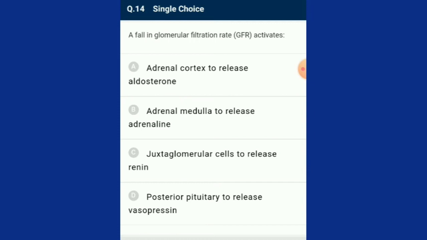In the blood, renin initiates a chemical reaction that converts a plasma protein called angiotensinogen to a peptide called angiotensin 2, which works as a hormone. Angiotensin 2 increases blood pressure by causing arterioles to constrict. It also increases blood volume in two ways. Firstly, by signaling the proximal convoluted tubules to absorb more NaCl and water, and secondly, by stimulating the adrenal gland to release aldosterone, a hormone that induces the distal convoluted tubule to reabsorb more sodium and water. So the answer is option C, juxtaglomerular cells to release renin.